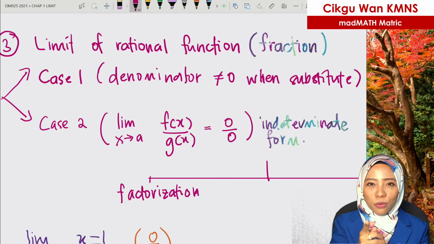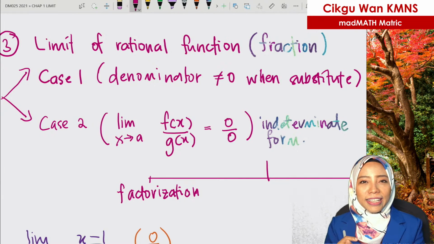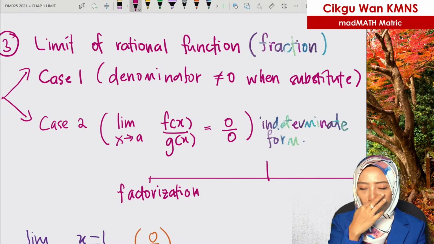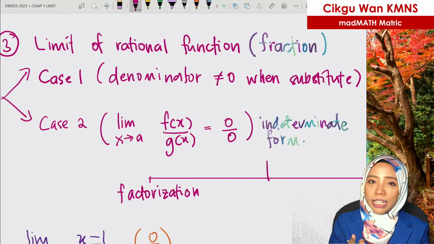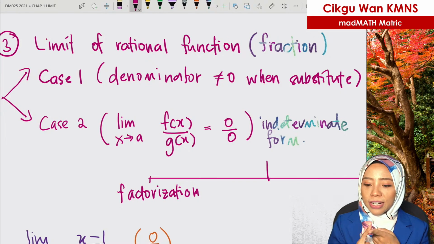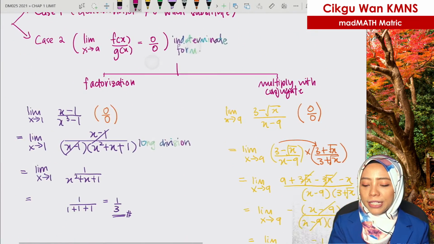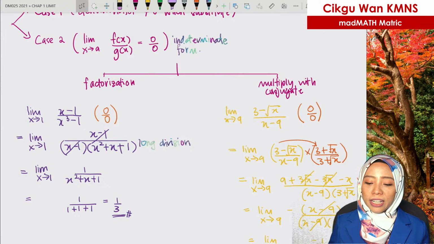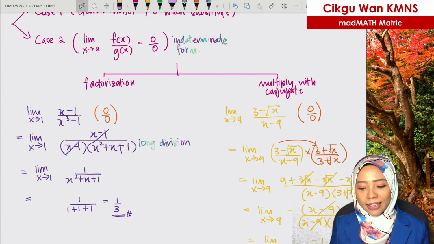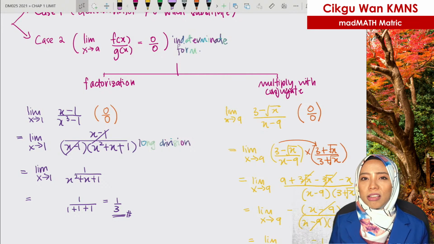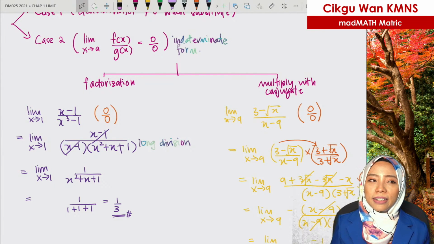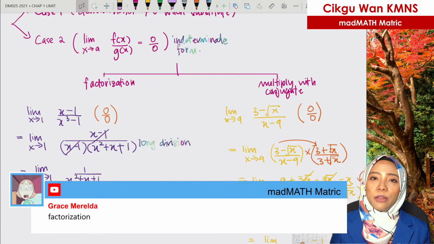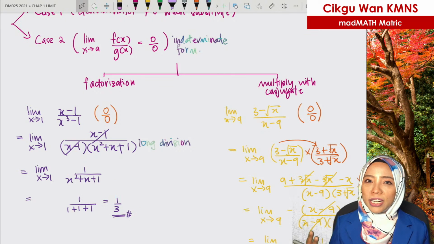What are you going to do if you are dealing with indeterminate form? Let's look at the comment here. What happens if 0 over 0? Okay, if you are dealing with 0 over 0, what you should do is either factorization or multiplication with conjugate. So here, I have prepared 2 examples for you to look at the situation clearly. Please give extra attention here, because some of the students are still making mistakes. Yes, Grace, factorization or multiply with conjugate. It depends on what function you are dealing with.